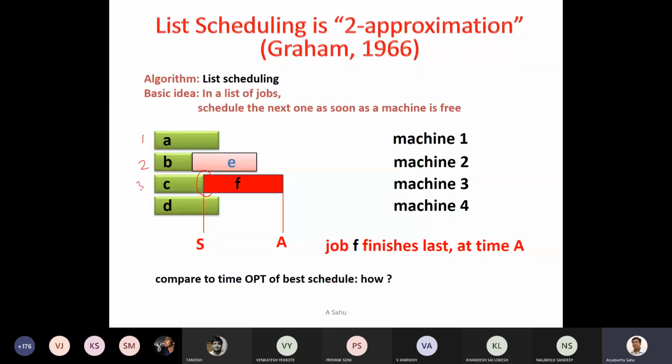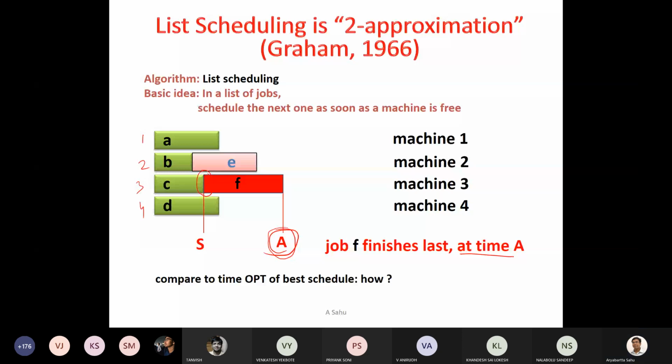In this case, A is our Cmax, whatever Cmax we get from the list scheduling approximation. A is the Cmax produced by the list scheduling algorithm. Job F finishes last at time A. So A is the Cmax produced by the list scheduling algorithm.